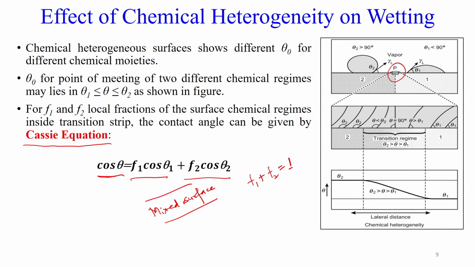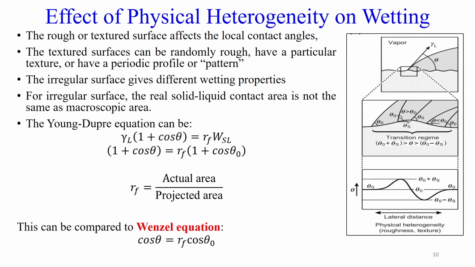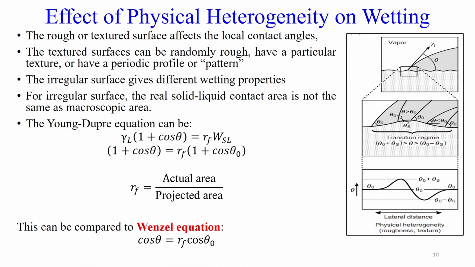A surface is having different chemical heterogeneity. Now, let us say we are going to have the physical heterogeneity. Physical heterogeneity means you are having either a rough surface or a textured surface. A textured surface can be randomly rough, or you can have a particular texture, or a periodic profile or a particular pattern.